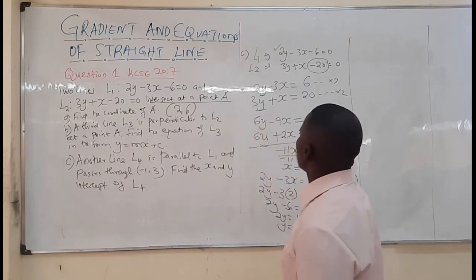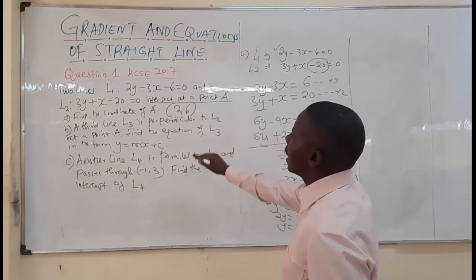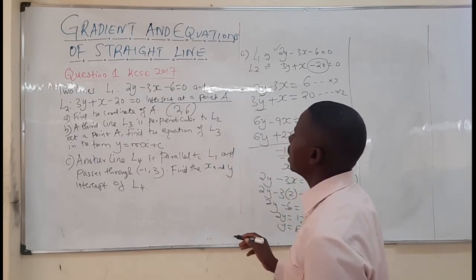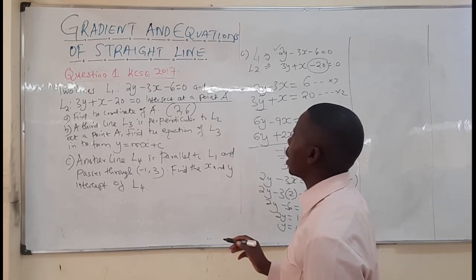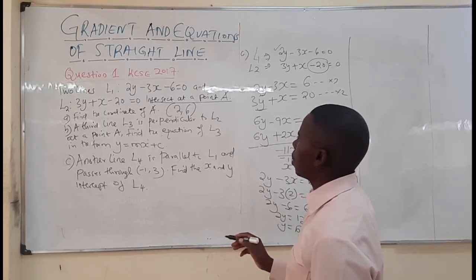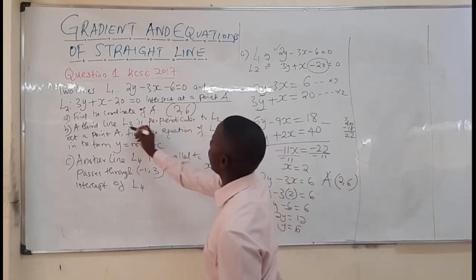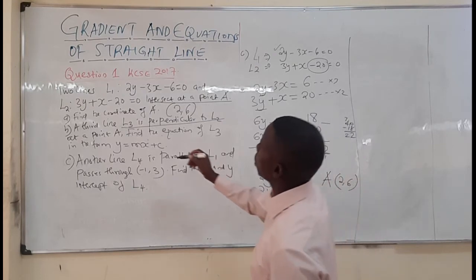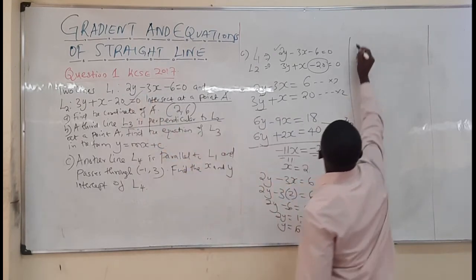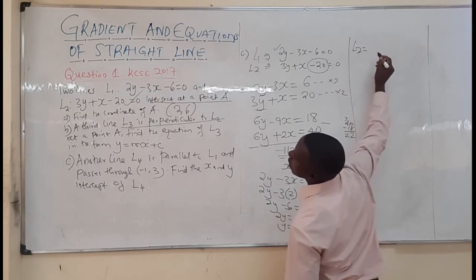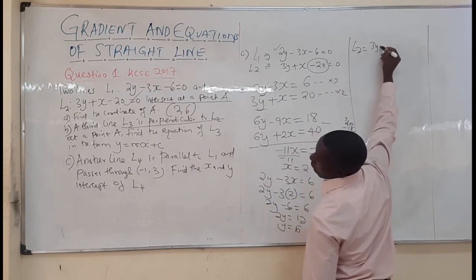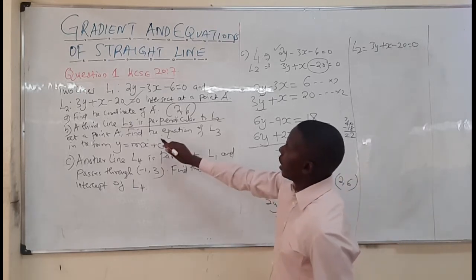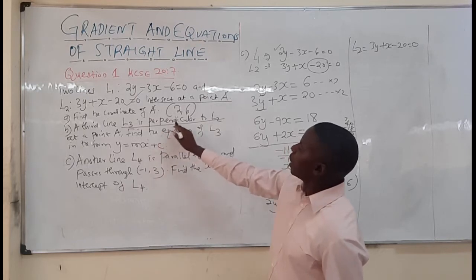But you are also required to find the equation of line L3, which is perpendicular to line 2 at point A, in the form y is equal to mx plus c. The first thing to know is that line 3 is perpendicular to line 2. The equation of line 2 is 3y plus x minus 20 is equal to 0. Then you're told that line 3 is perpendicular to line 2.